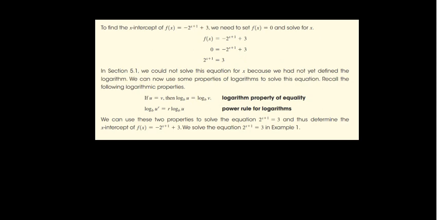Recall the following logarithmic properties. If u is equal to v, so the arguments, then we know that log base b of u is equal to log base b of v. We also know the power rule for logarithms. And the power rule is the most important part of this section because, if you recall, you take the exponent and you put it out in front, and that's where that r comes from. Using that knowledge, we are able to solve this problem. So let's get to some examples.